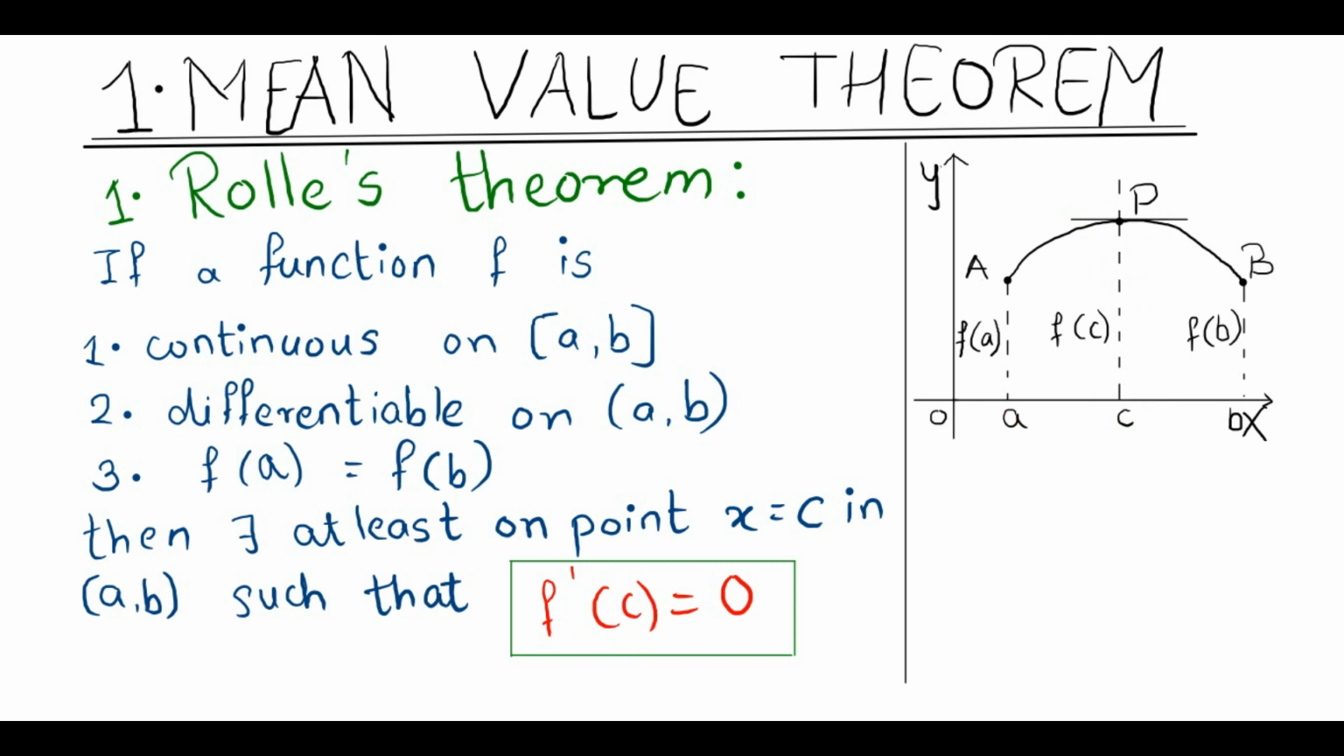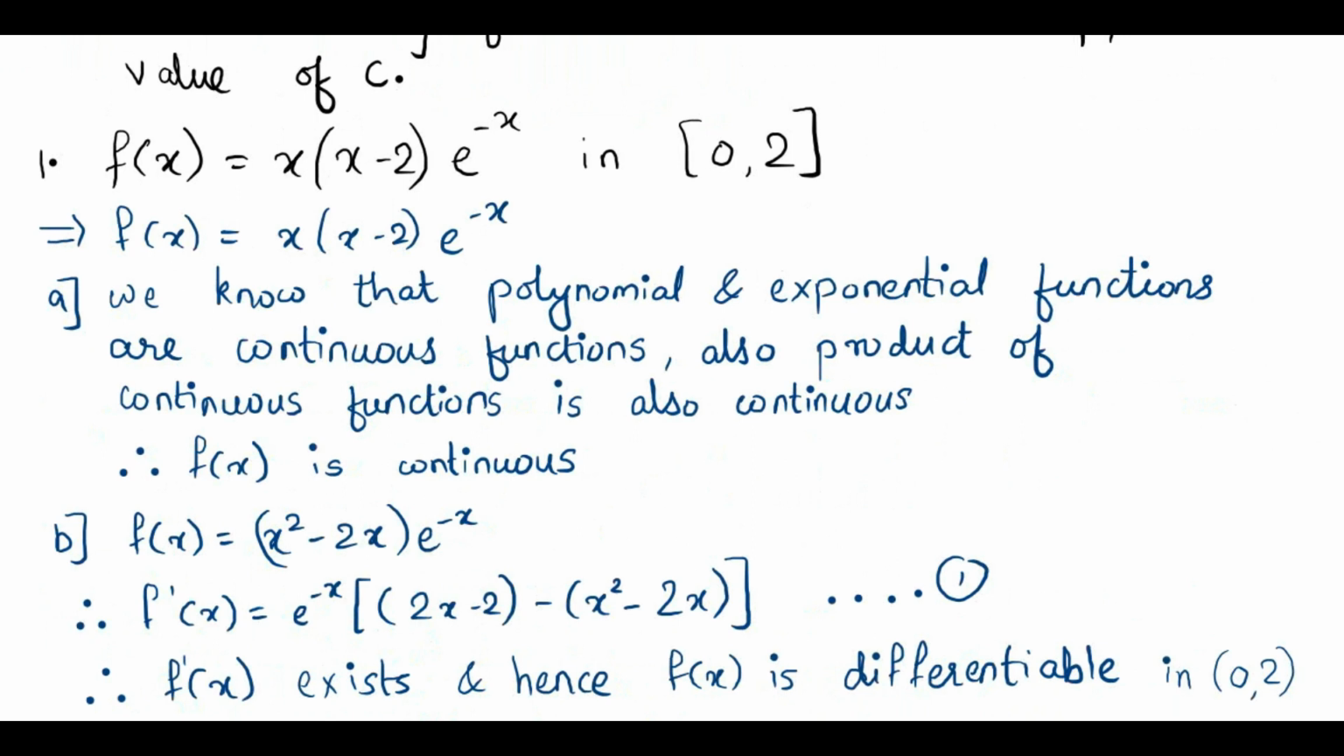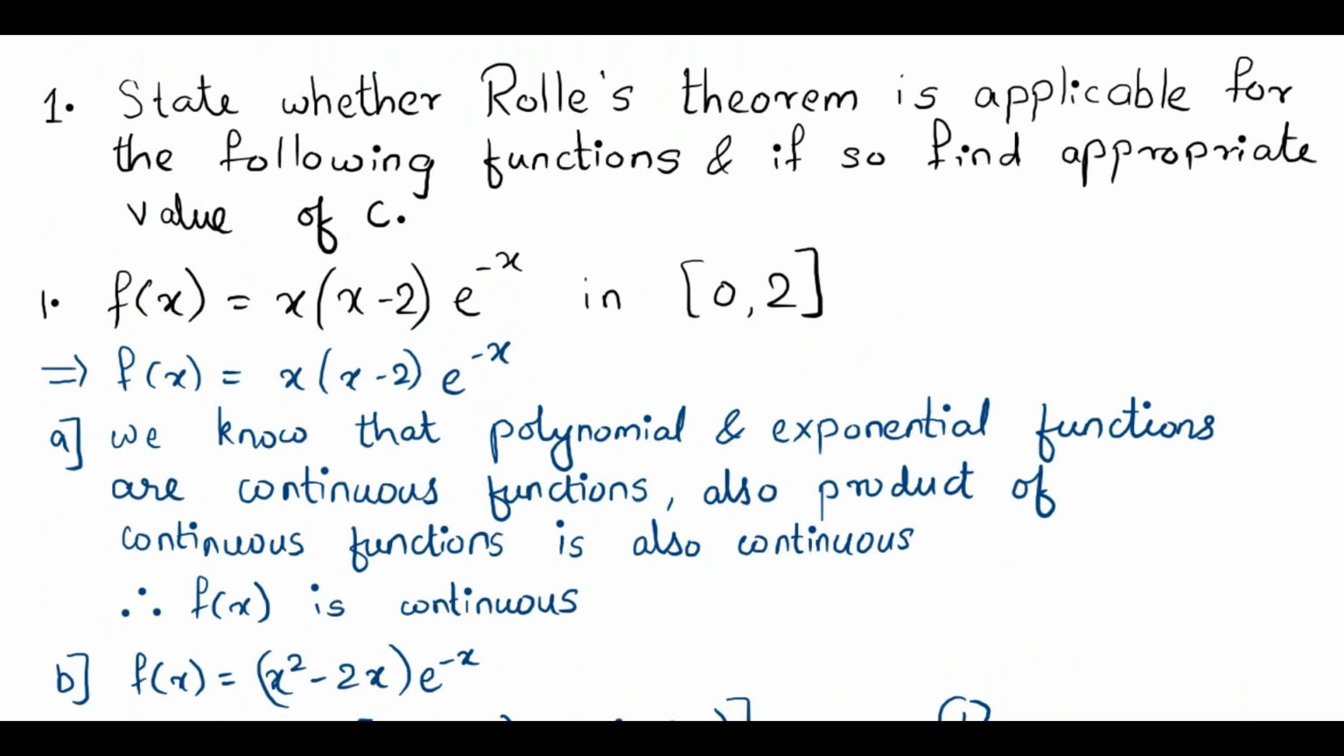Now guys, we'll see a few sums for Rolle's theorem, which may come for your paper. So here is our first sum. In this we have to just see whether the given function verifies Rolle's theorem or not, and if it verifies, then we have to find the value of c which lies in the given interval. Here is our first function, f(x) = x(x - 2)e^(-x) in the closed interval [0, 2].